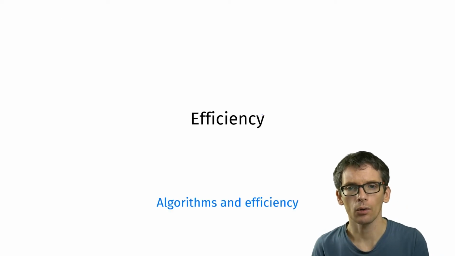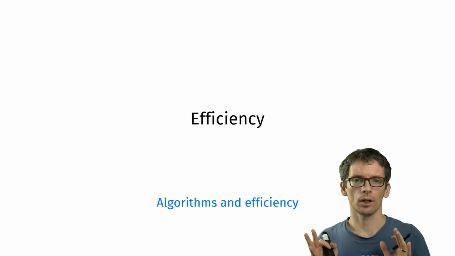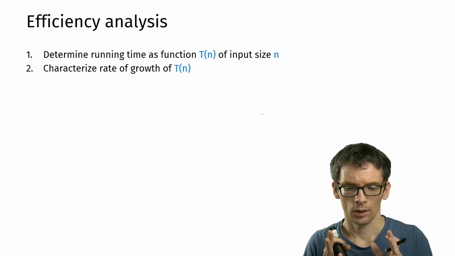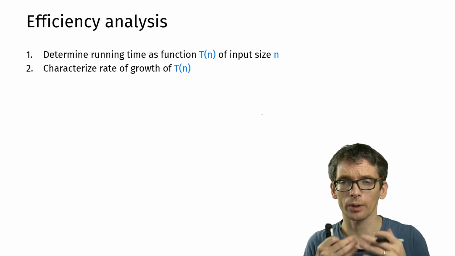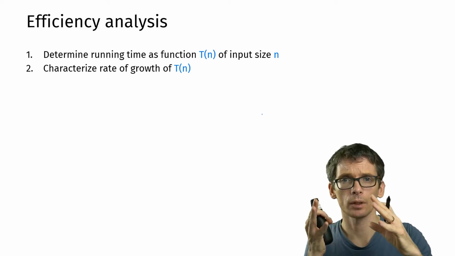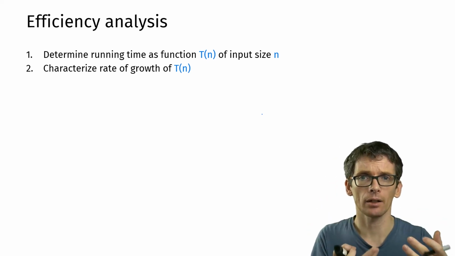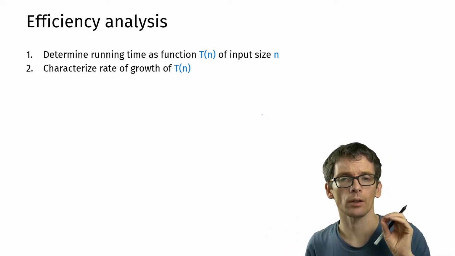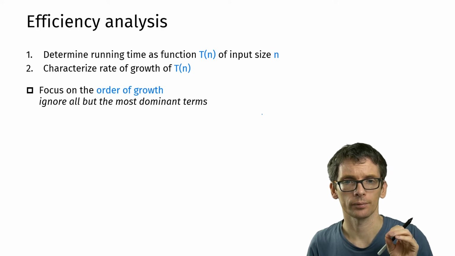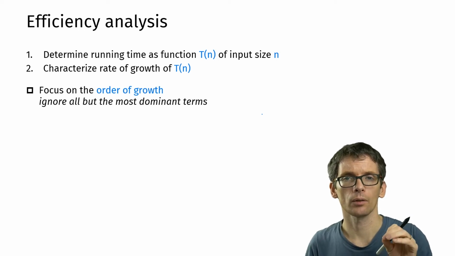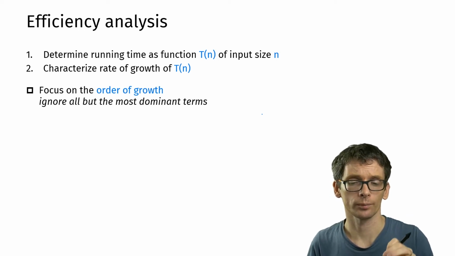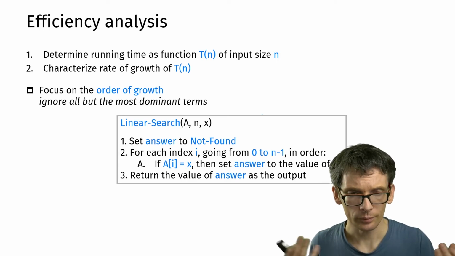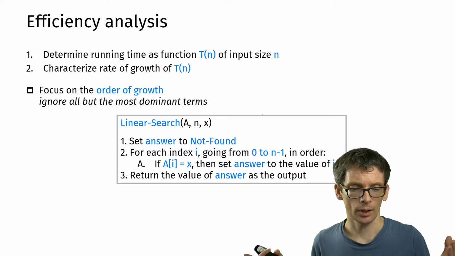So now let's talk about efficiency. What we want to do is analyze the running time T(n) as a function of n, the input size. And we're interested in the growth rate of T(n). We're focusing on the order of growth. So let's take linear search as an example. What can we say about the running time?